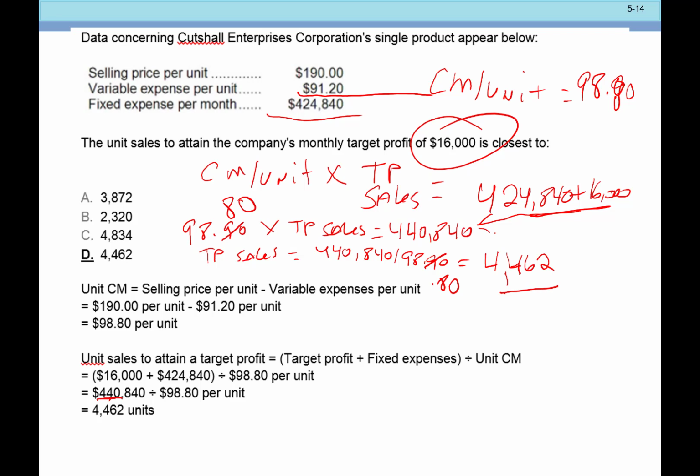What number do you get when you take the total of your fixed cost plus your target profit, which is 440,840, divide that by the contribution margin per unit of 98.80? What number do you get?